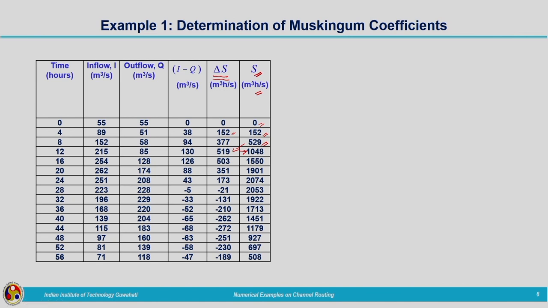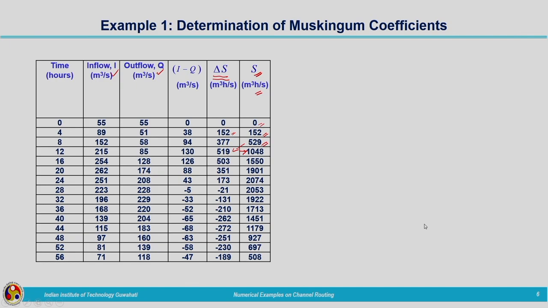Now, what we want to plot? We want to calculate the value corresponding to xI plus (1 minus x)Q. I and Q are here. Now, we need to assume the values corresponding to x. We will consider different values for x between 0 and 0.5. After that, we will plot the curve. Then we will finalize which value of x will be suitable for this data set.